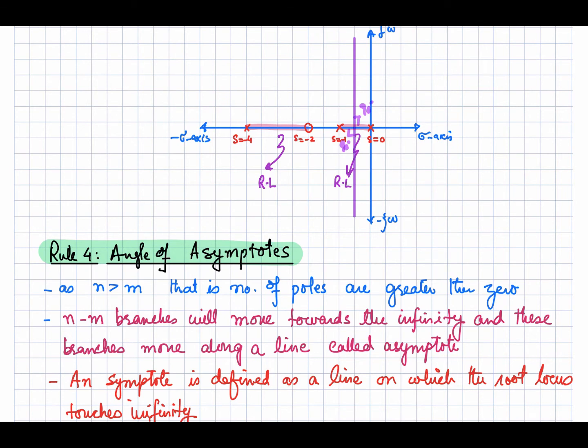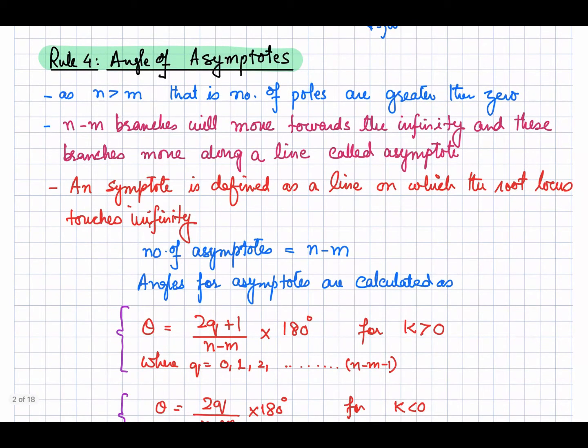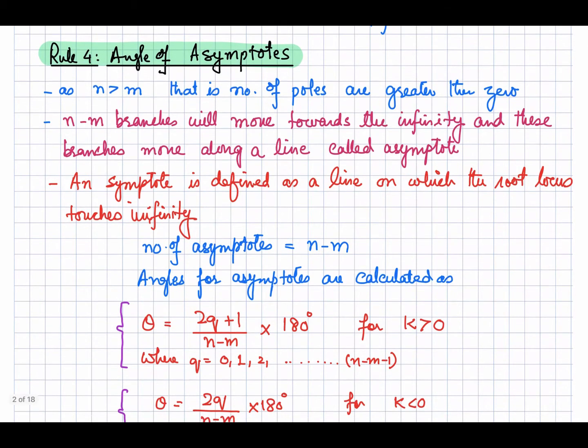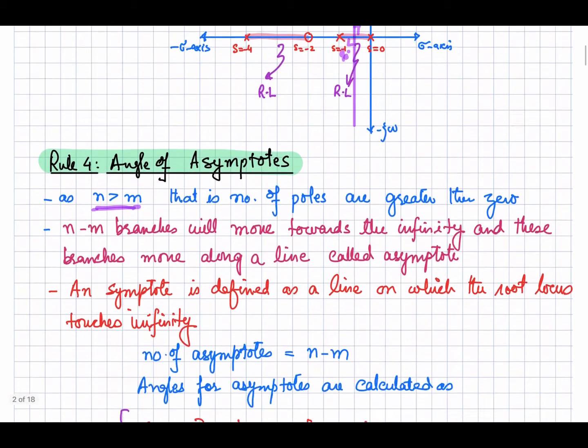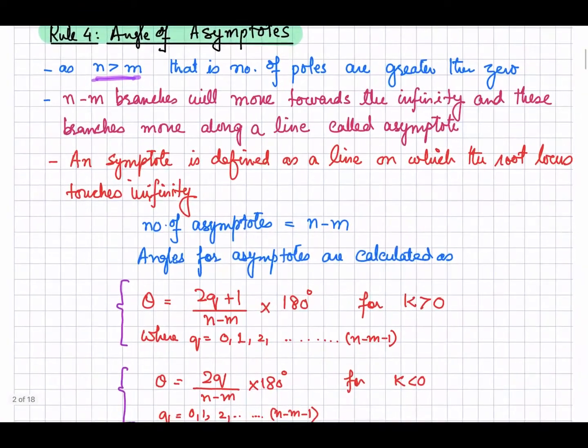Okay, so now let's see rule 4, how to calculate the angle of asymptotes. If n is greater than m, that is, the number of poles is greater than the number of zeros, then n minus m branches will move towards infinity. Over here you can see 3 poles and 1 zero, so 2 branches are going to move towards infinity. n is the number of poles and m is the number of zeros. These branches will move along a line which is called the asymptote. So an asymptote is defined as a line on which the root locus touches infinity, along which the poles move towards infinity.